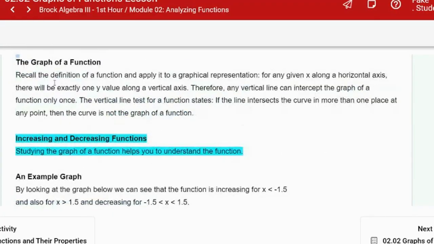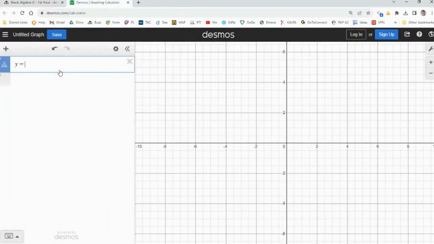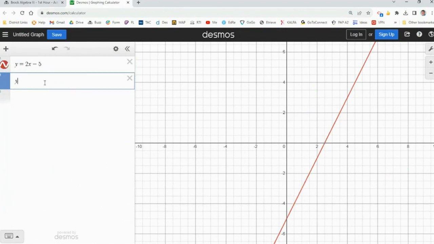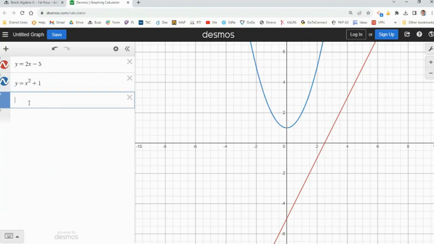Okay, let's recall the graph of a function. Recall the definition of the function and apply it to a graphical representation. For any given x along the horizontal axis, there'll be exactly one y on the vertical axis. So any vertical line can intercept the graph of a function only once. So what does that mean? That means if we have y equals 2x minus 5, or if we have y equals x squared plus 1, anything like that, if we make a vertical line, y equals b, and I want a slider. Okay, it's not giving me a slider like I want.